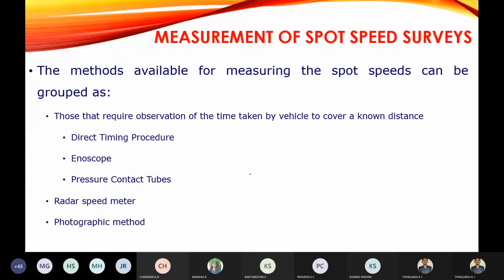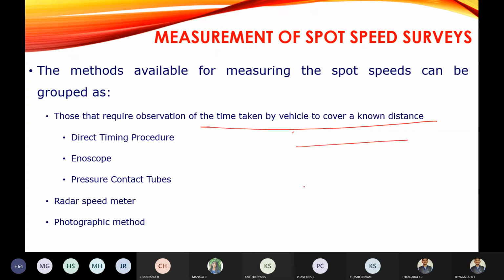Next is the measurement of spot speed. I told you, you have to follow: first objectives, then uses. The second one is methods of measurement, how you are going to measure. Then presentation of data, how you are going to present that data. Various methods are available, but only the very simple methods are in your syllabus. The first one is based on the time taken by the vehicle to cover a known distance.